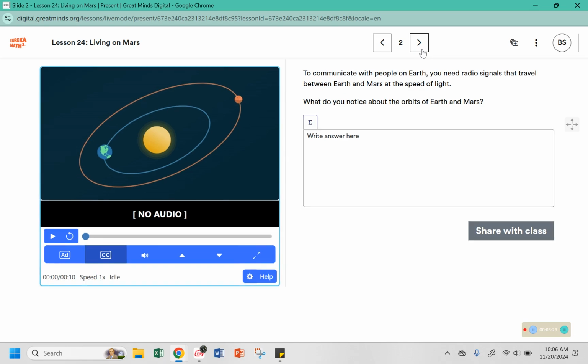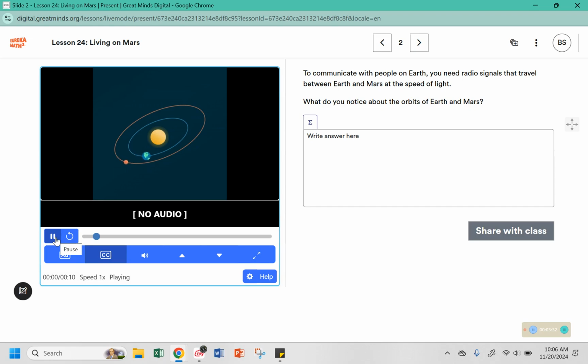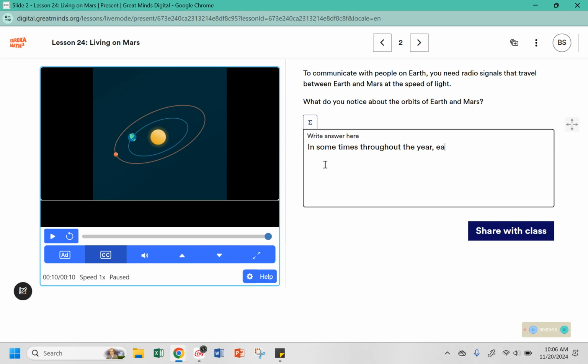To communicate with people on Earth, you need to send radio signals that travel between Earth and Mars at the speed of light. What do you notice about the orbits of Earth and Mars? So we saw in the first video clip that in some parts of their orbit, they're closer to each other, and in other parts, they're farther away. You might also notice that those orbits are not circles, and they're actually called ellipses, or elliptical orbits.